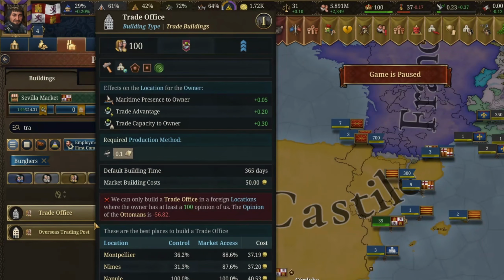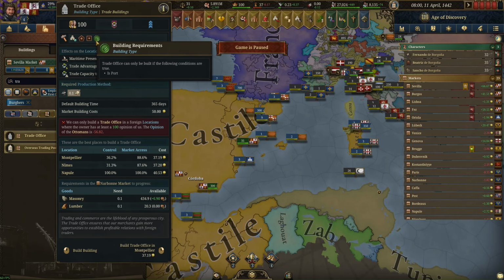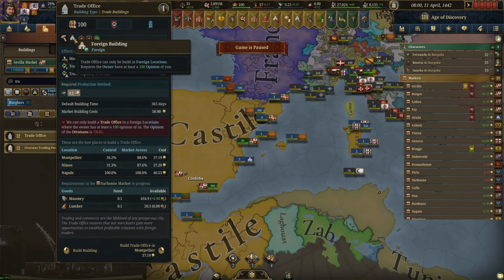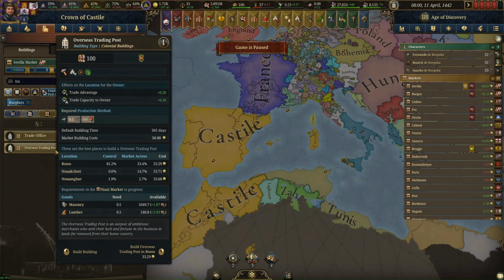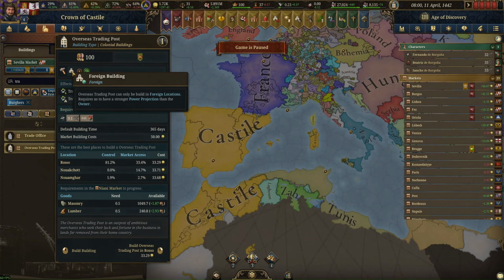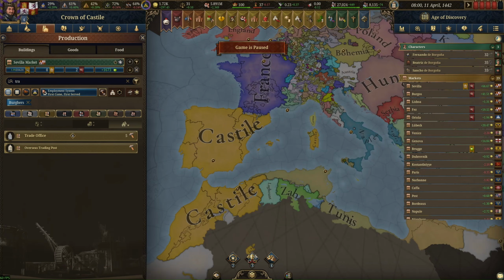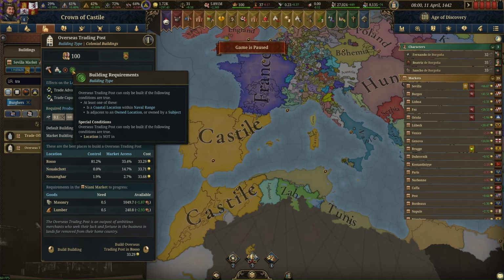Both these buildings increase the 2 statistics we just discussed. To build a trade office, you need at least plus 100 relations with the target country, and then you can build it in a town or city with port access. For the overseas trading post, it's enough to have higher power projection than the target country, and you can check your power projection here, though only in coastal rural locations.